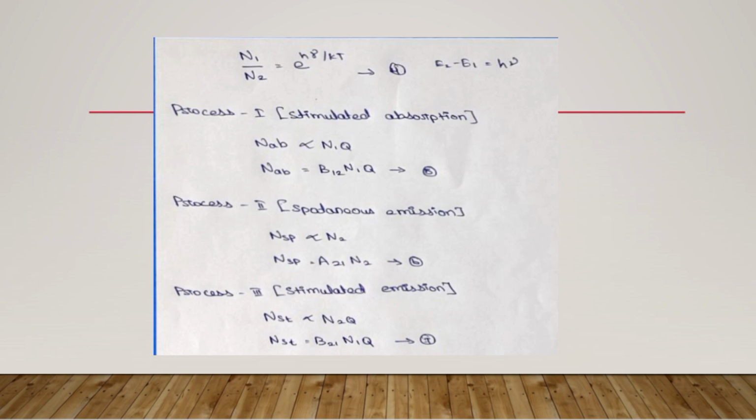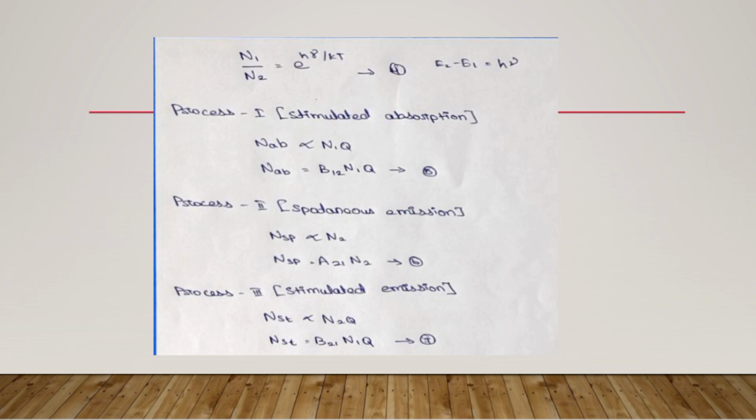Process 1, stimulated absorption: N_AB is directly proportional to N1 Q. N_AB is equal to B12 N1 Q. Fifth equation. Process 2, spontaneous emission: N_SP is directly proportional to N2. N_SP is equal to A21 N2.